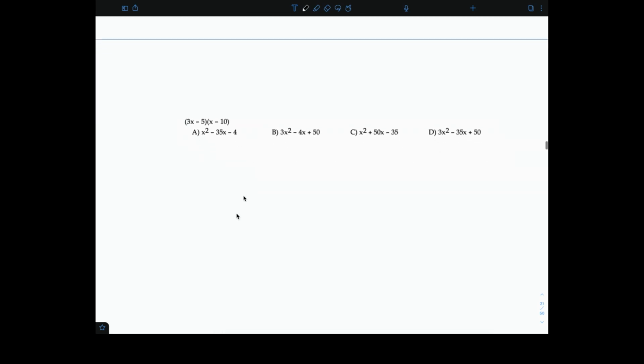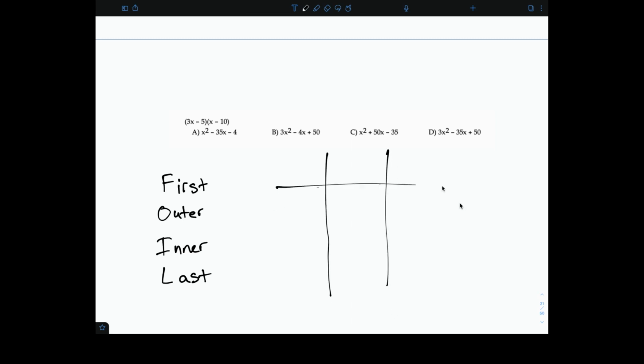All right, so here we have a foiling situation. FOIL stands for first, outer, inner, last. Again, first, outer, inner, last. You can also do this the box method. So let me illustrate the box method.